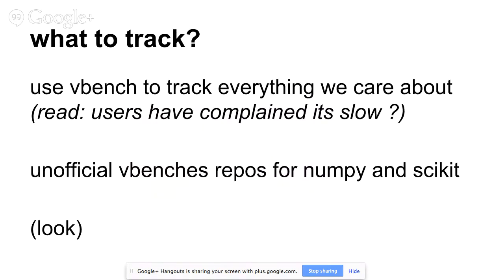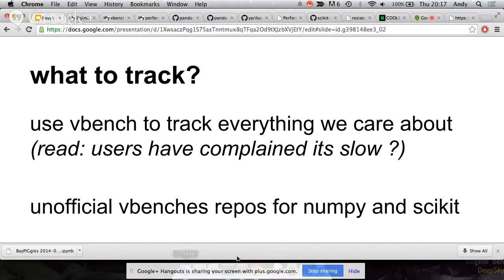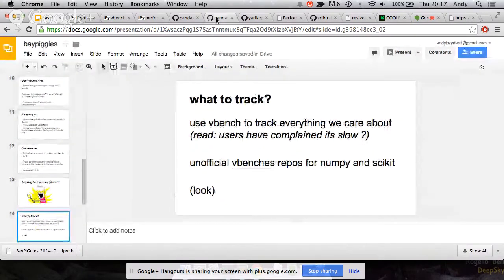Okay. So the question is, what do you track? I mean, we could just track everything, all of our tests, but we don't really do that. We get the tests which have like 10,000 items, different items, or group bys which have either few groups or lots of groups, because that changes the time of how those algorithms work. Other people are also using vbench, so there's an unofficial NumPy one.